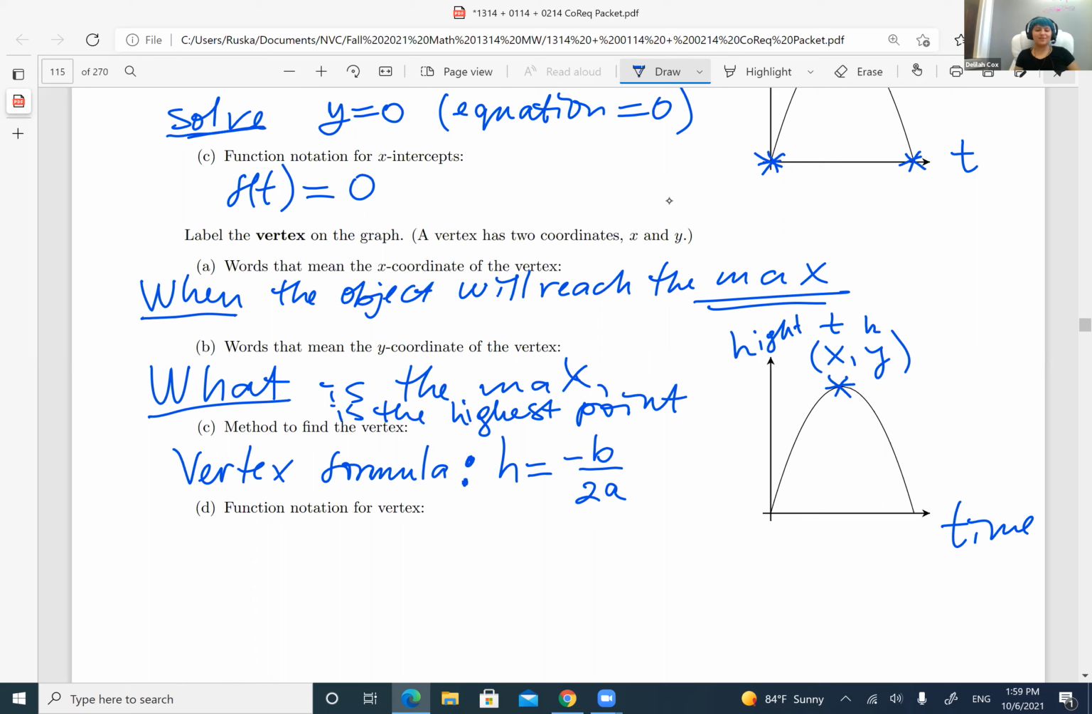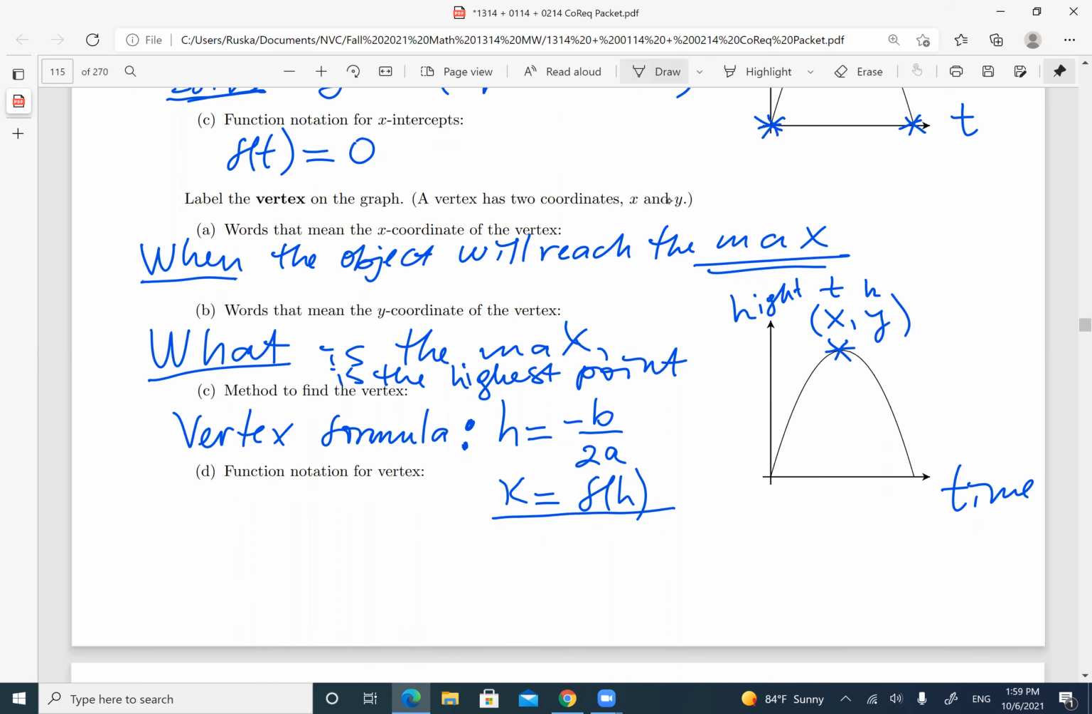Okay. So the formula is h equals negative b over 2a. That's the h. And k is f of h. Okay. So this is how you find the x coordinate and the y coordinate for the vertex. This is the functional notation of the vertex. Everybody understand that? Any questions here?